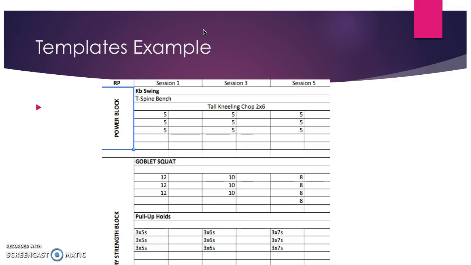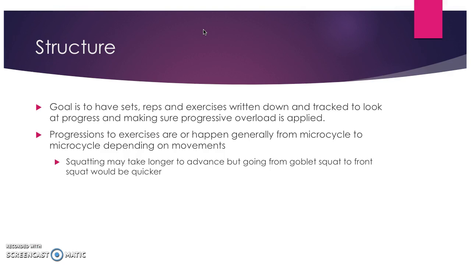Here's an example of a template. On the power block, we've seen this in our strength programs. We have a power movement, kettlebell swing, mixed with a mobility movement and then a core movement. Same with below. Goblet squat is our hip dominant, and then we have a vertical pull. The structure goal is to have sets, reps, and exercise written down and tracked so progress can be looked at. Progressions to exercises are to happen generally from microcycle to microcycle depending on the movement.